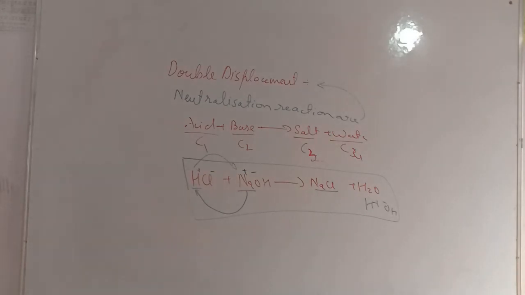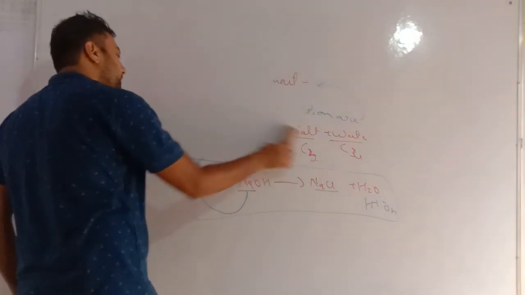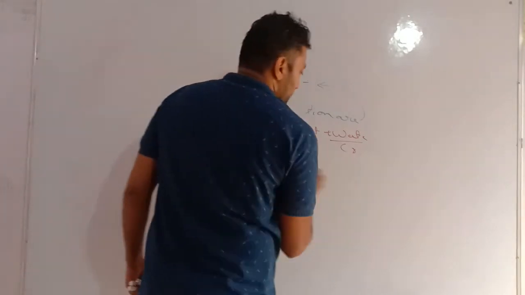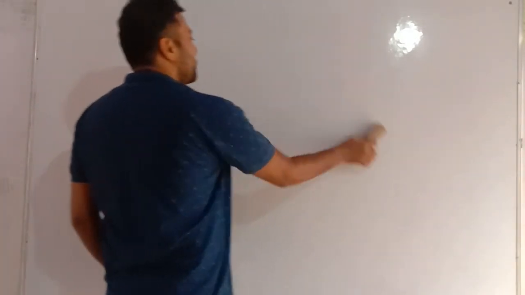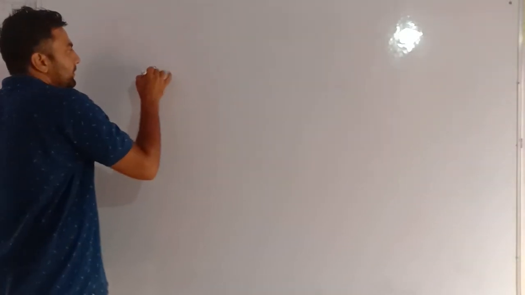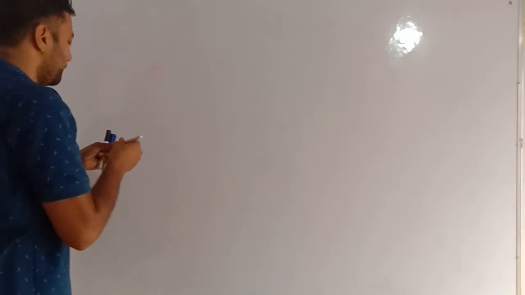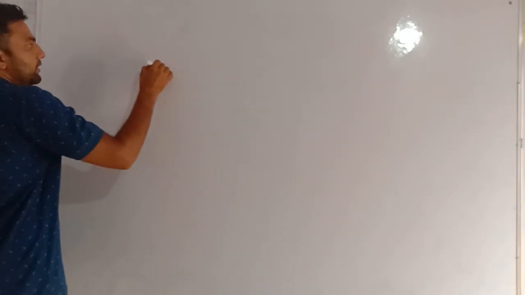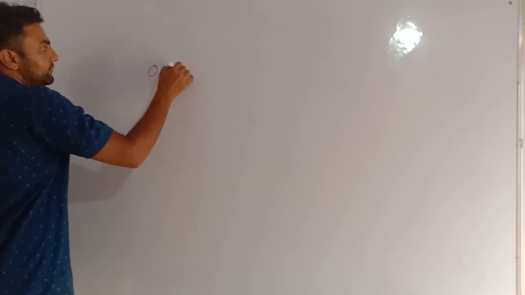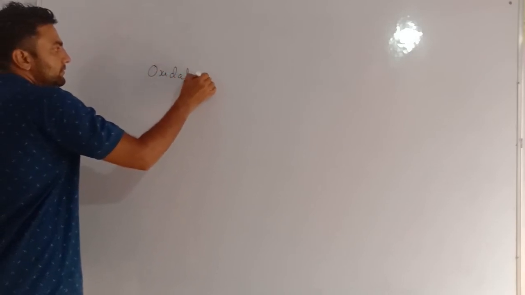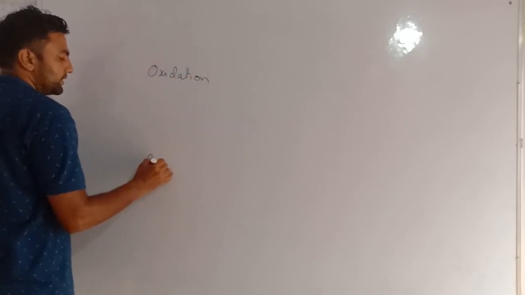Okay, my dear students. Now we need to understand oxidation and reduction reaction. When we understand oxidation and reduction reaction, then we will see what is redox reaction. Oxidation and reduction are just opposite processes. First of all, you need to understand what is oxidation, then you need to understand what is reduction.